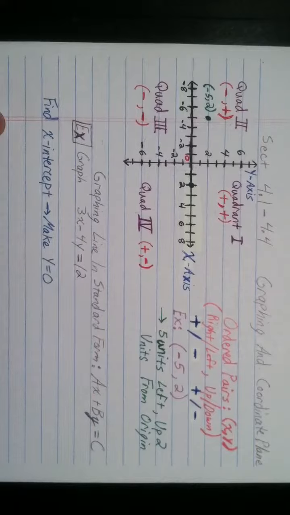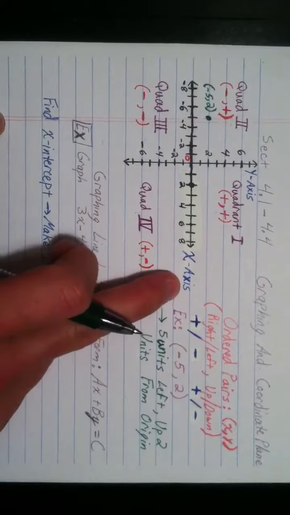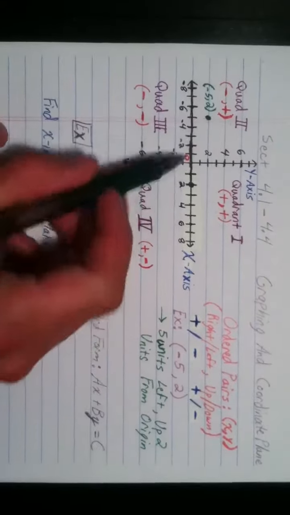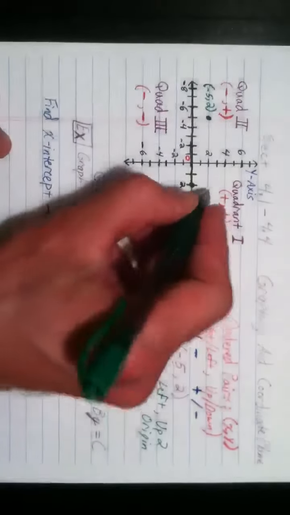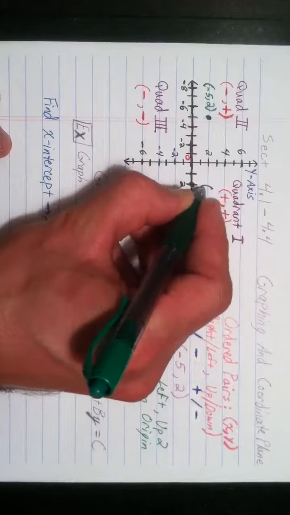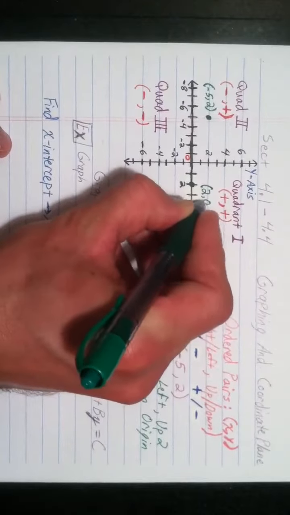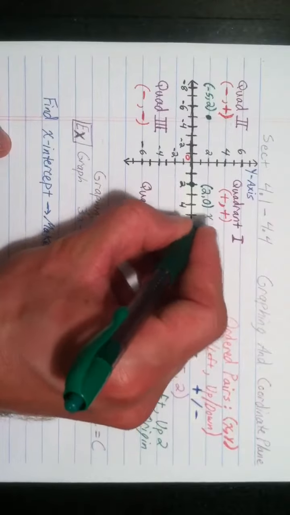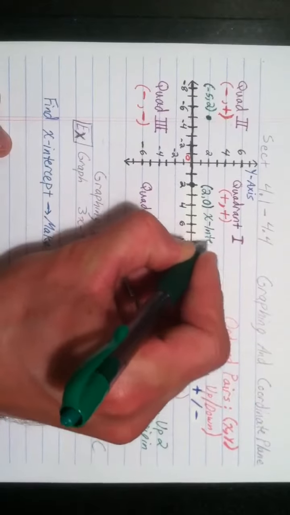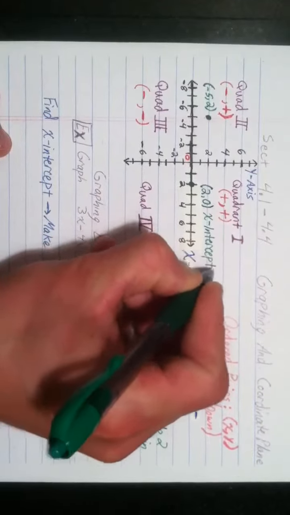When something lies right on the x-axis, we call that an x-intercept. So the coordinates of this point would be, well, we moved 2 to the right and didn't move up or down any. So the ordered pair would be the point 2, 0. And we would say that is our x-intercept if we were graphing, or if we were drawing a graph.